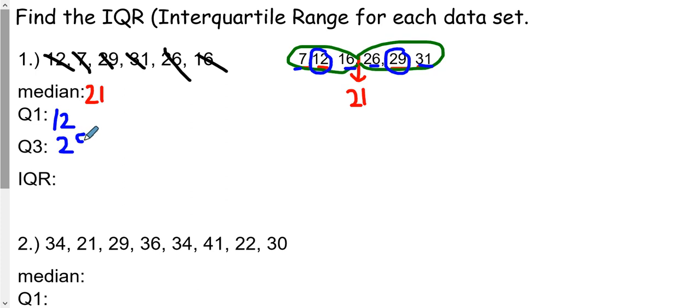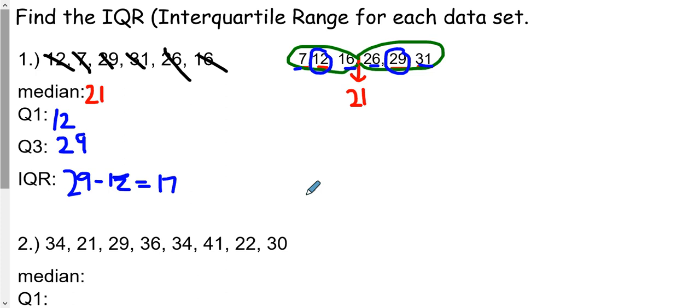Now remember, range is the difference. Always, always, always, big minus small. IQR is interquartile range. So that means that interquartile, between quartile 1 and quartile 3 range. So we do Q3 minus Q1. And when we do that here, we have 29 minus 12 equals 17. Okay, so there we go.